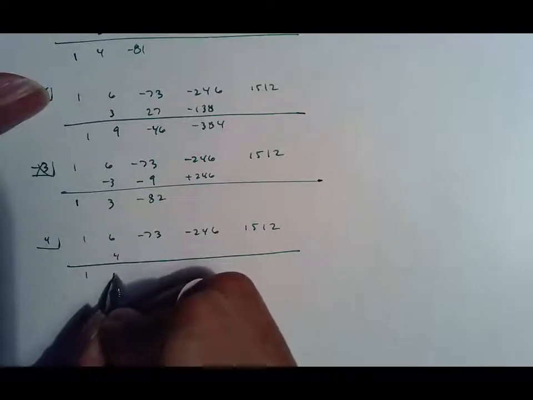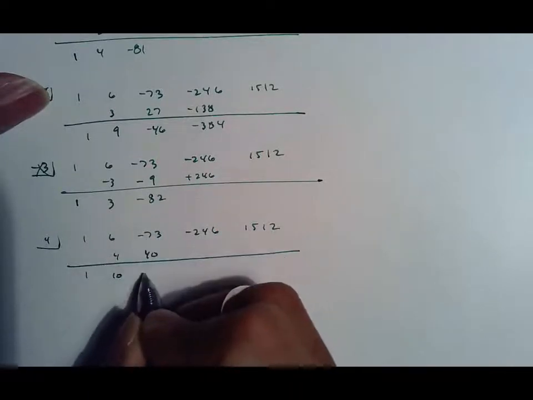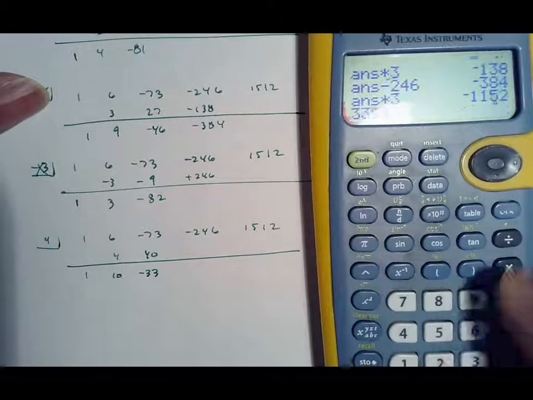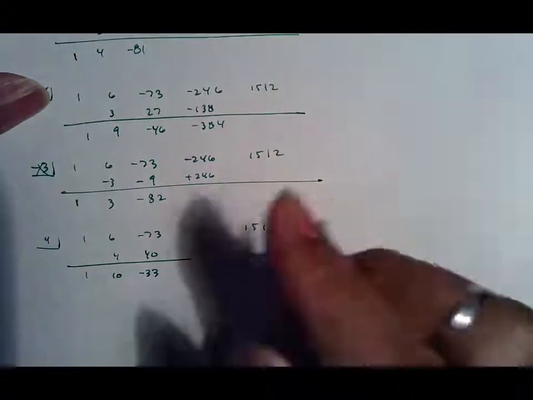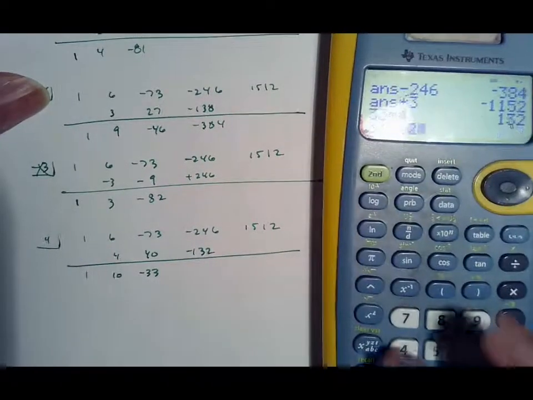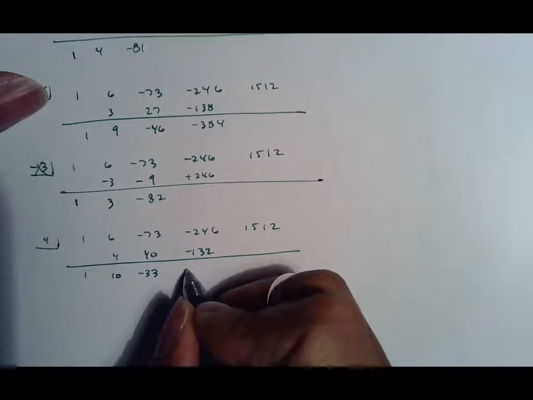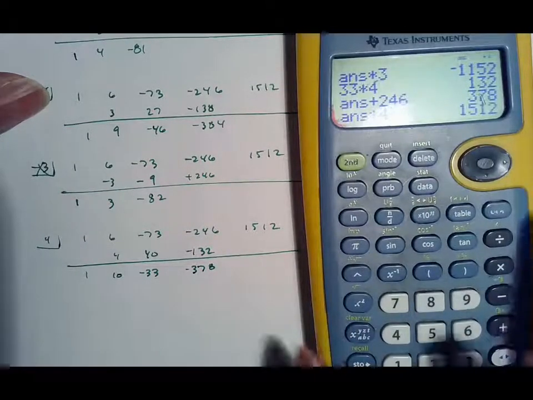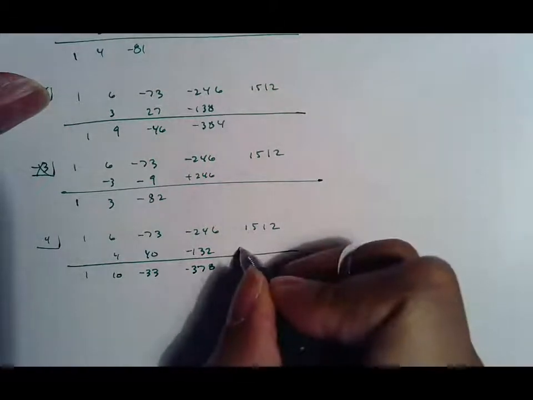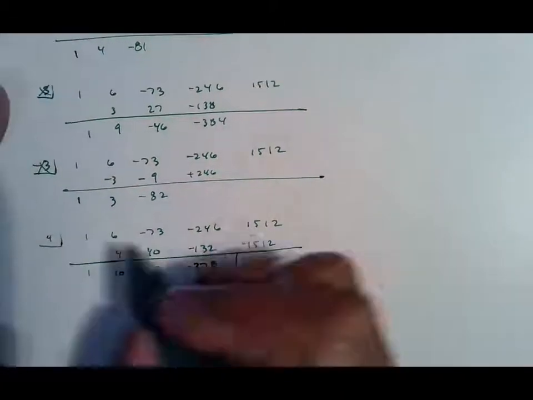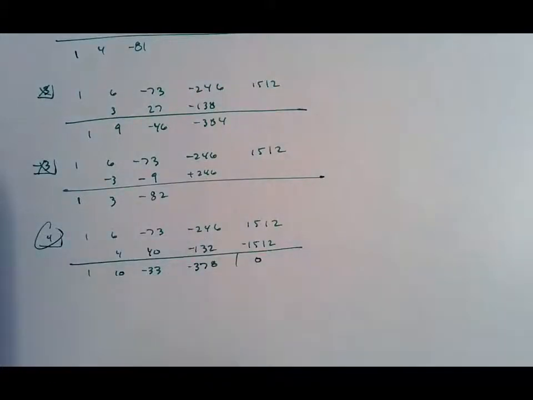1, 4, 10, 40, negative 33, 132, so negative 132, adding 246 makes 378. This is actually looking nice. Let's see what happens if we multiply by 4. Look at that. Whew. So 4 works. Okay.